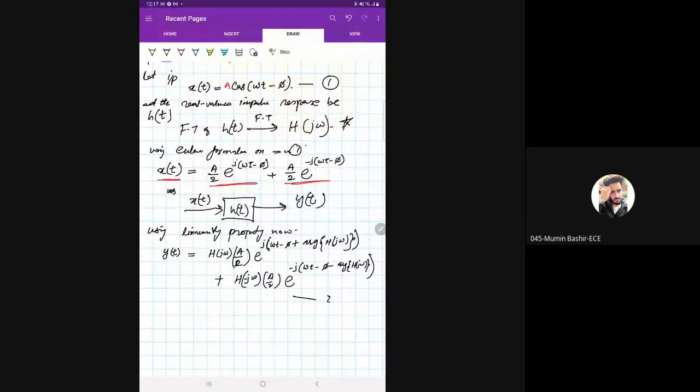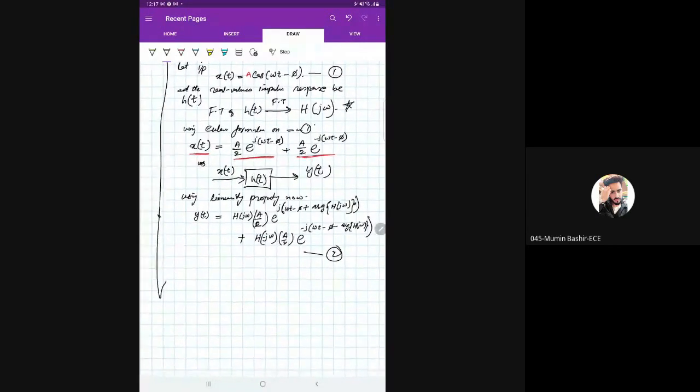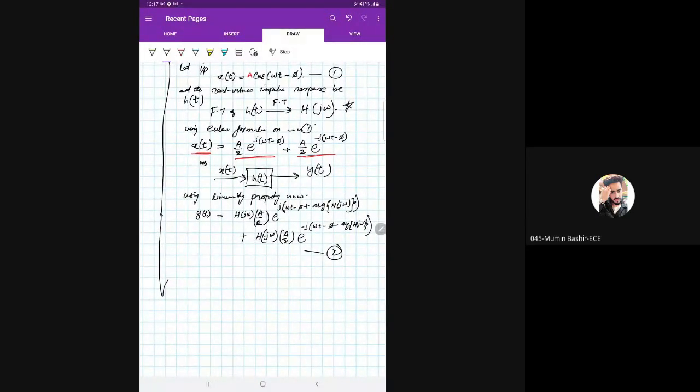Say, for example, this is equation 2. We just need to derive a conclusion out of it. We don't need to do anything else with it. These exponential terms are not needed. We will just convert them back using Euler's formula. So we will exploit symmetry conditions.